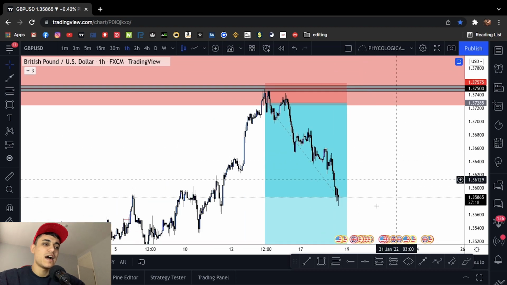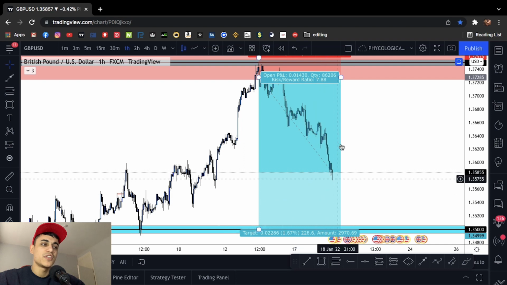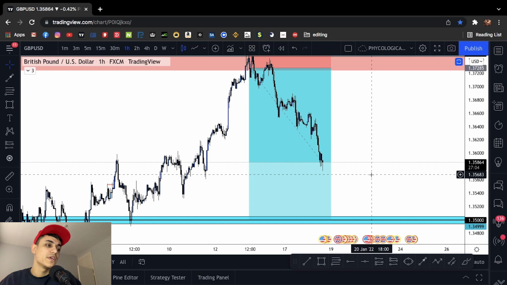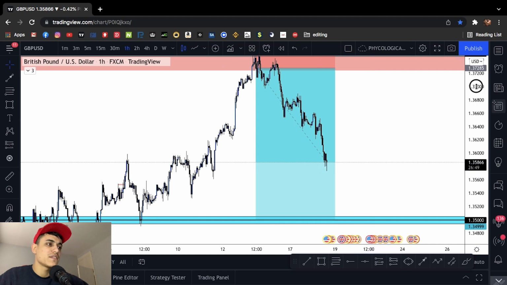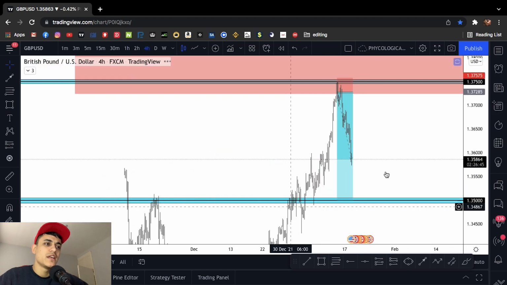So this is how I use it, and you can see the price is still dropping here. It might retrace now a little bit and then continue. My next target for GBP USD is 1.35000.